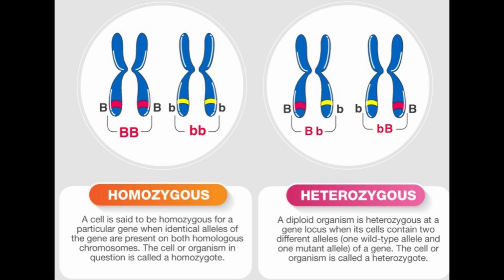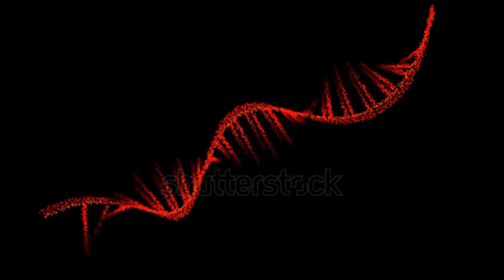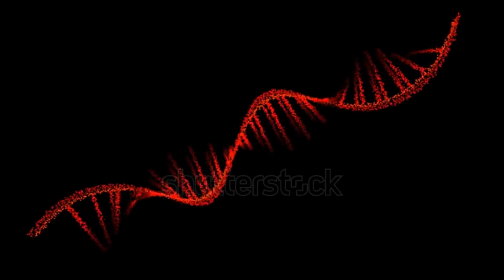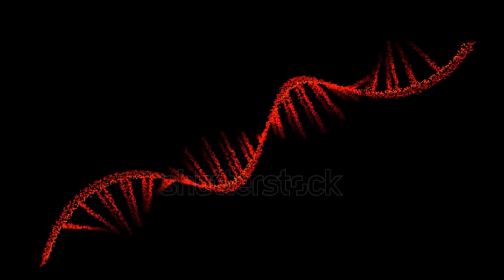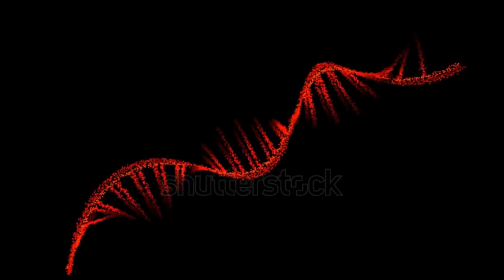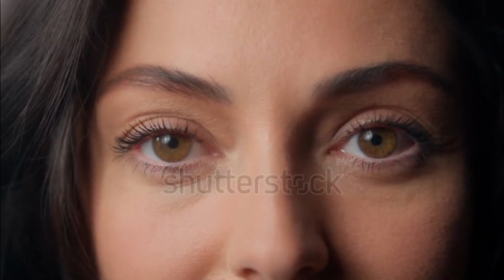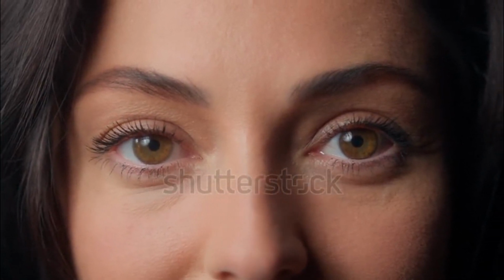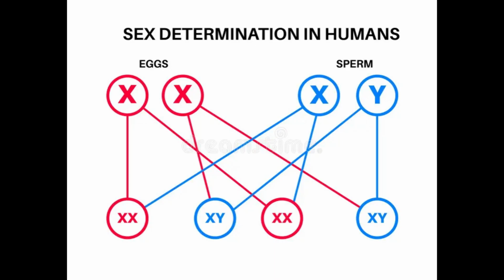Now, let's talk about homozygous and heterozygous. Homozygous has two identical alleles. Uppercase B, homozygous dominant. Lowercase b, homozygous recessive. On the other hand, heterozygous has two different alleles. Now, let's talk about genotypes. They are the genetic makeup of letters. Example, uppercase B, lowercase b. Now, let's talk about phenotype. It is the physical appearance. Example, brown eyes.